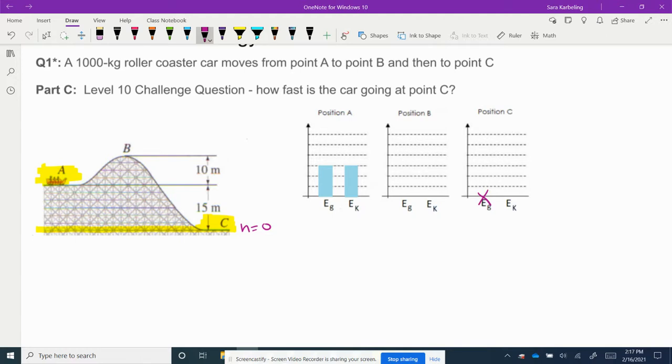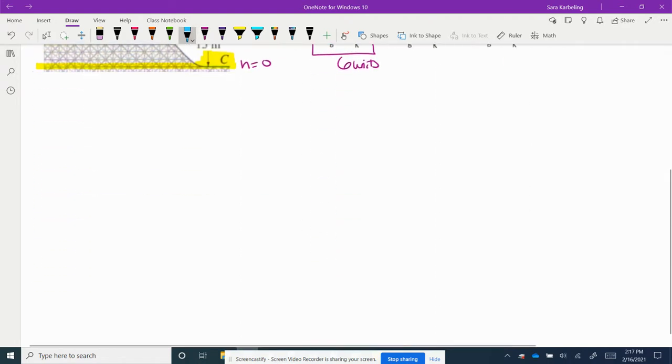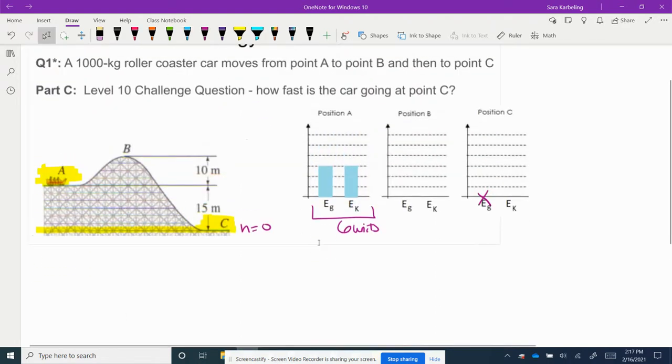You can see from the bar chart in position A that we have 6 units of energy to work with. It's a closed system, which means the total amount of energy at position A has to be the same as at position C, which tells me that I need to have 6 units of energy at position C, and they're all going to be kinetic. That's the first step in approaching this question.